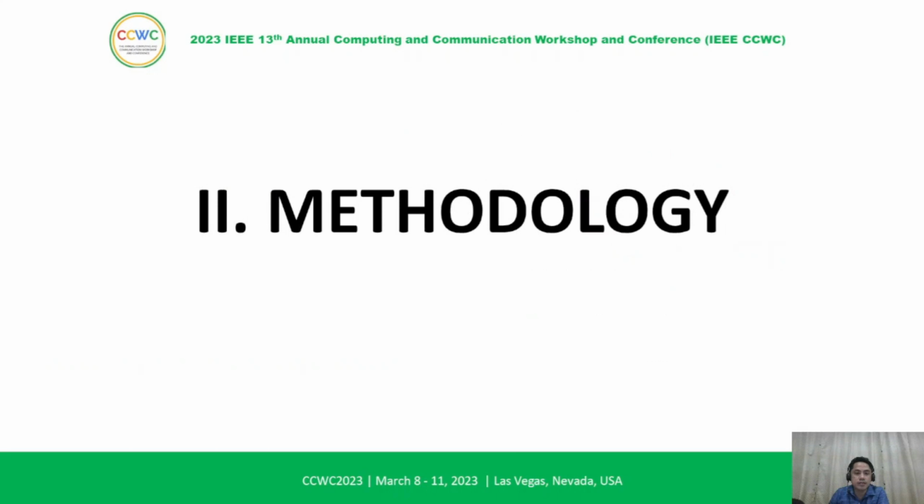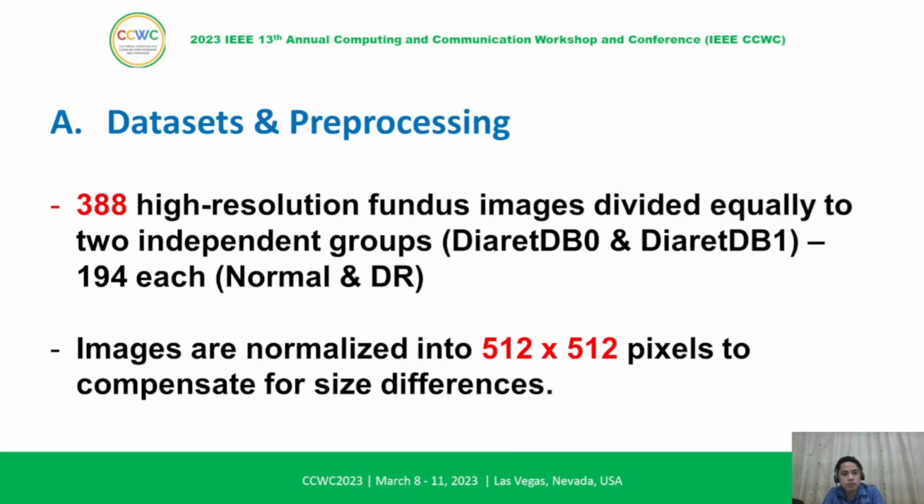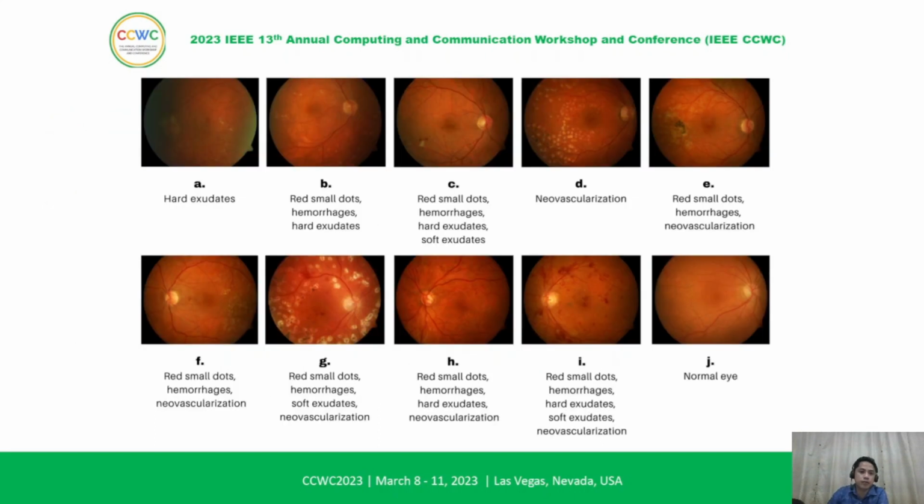using artificial intelligence. For the methodology, we gathered 388 high-resolution fundus images divided equally into two independent groups, with the normal and the presence of diabetic retinopathy. It's DIARETDB1 and DIARETDB0. The link to the datasets can be found in the full paper. Images are normalized, because they have different sizes, to 512 by 512 pixels to compensate for size differences and for uniformity.